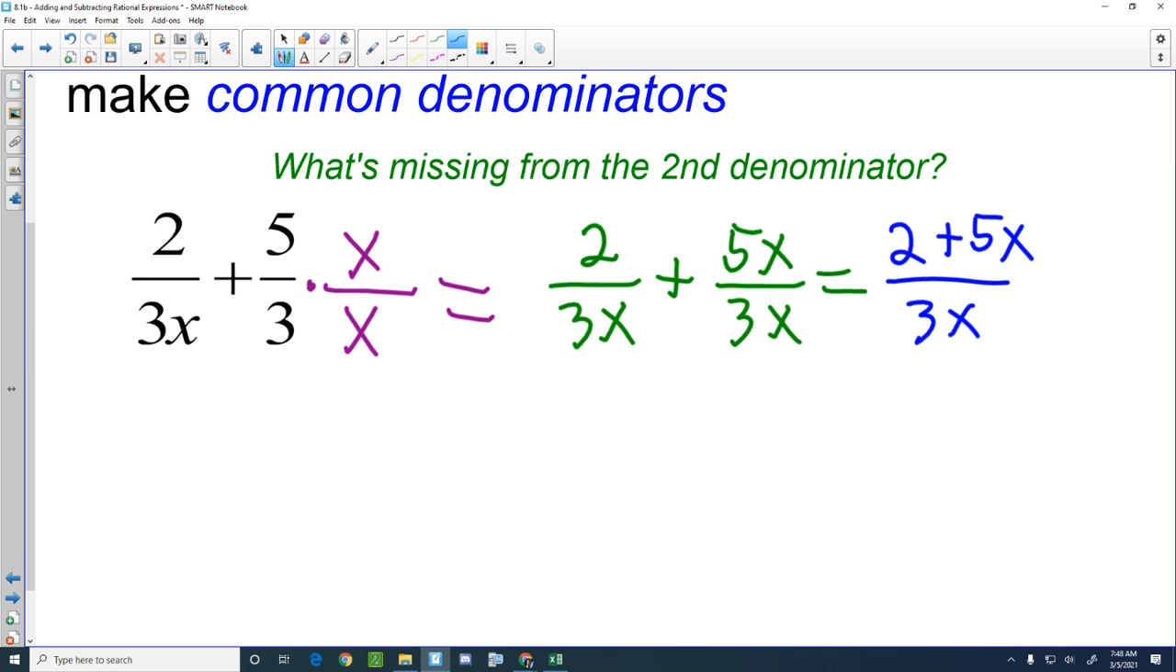Then one last thing, once we add them up, see if we can simplify it. I see an x on top, x on the bottom. Can I just cross those off? Ooh, we're not too sure about that one.